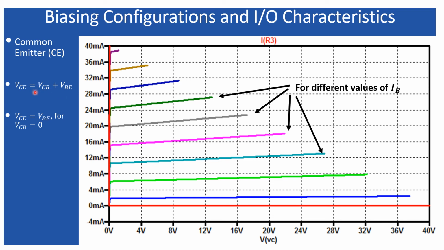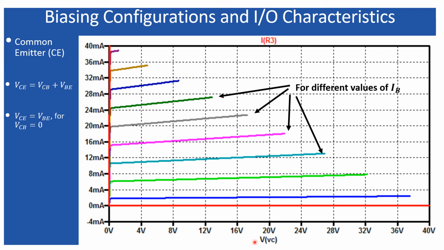Now, if you compare with the common base configuration, where the saturation region starts for the value of VCB less than or equal to 0, here if you put VCB equal to 0, the resulting equation will be this. That means VCE is equal to VB. Now, what is VB? VB is the base to emitter voltage in common emitter, which you have to keep positive in order to make the base emitter junction forward bias. So that means VCE is still positive while VCB is 0.